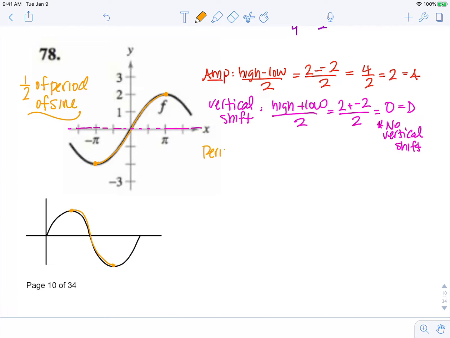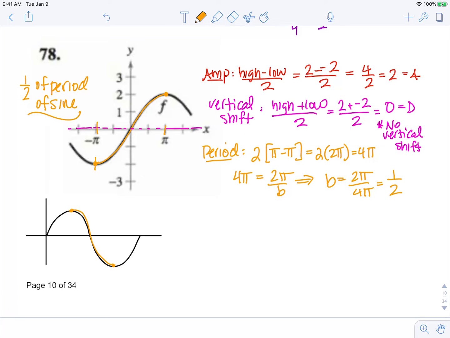Now, to my period, I see that this is going to be double whatever the difference is between the beginning and the end of this half, which is 2 times pi minus negative pi, which is 2 times 2 pi, which is 4 pi. So we know 4 pi equals 2 pi over b, or b equals 2 pi over 4 pi, which is 1/2.